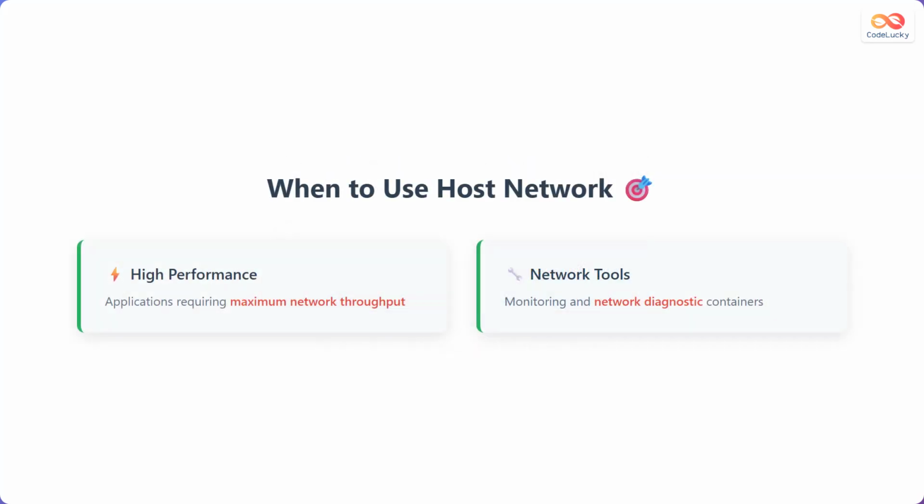When to use host network. Consider using host networking in scenarios that require high performance, such as applications needing maximum network throughput, and for network tools like monitoring and network diagnostic containers.